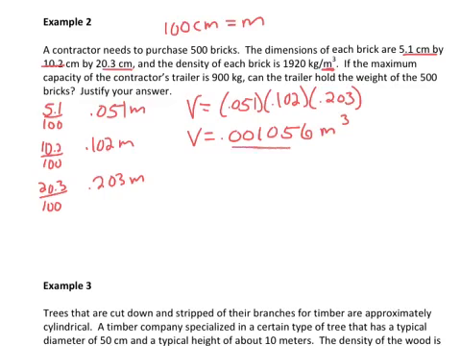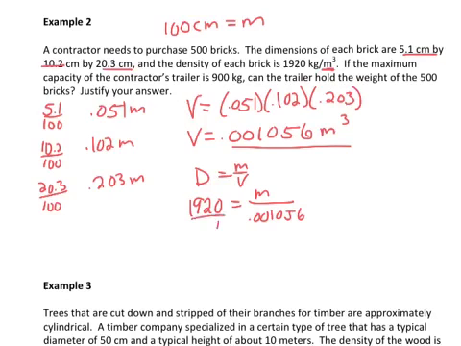Okay, once I have that, I know density is mass over volume, and my density is 1920. I want to solve for the mass, so I'm going to end up multiplying 1920 by this very small number when I cross multiply. And when you do that, the mass of one brick ends up being 2.03 kilograms. Okay? That's for one brick.